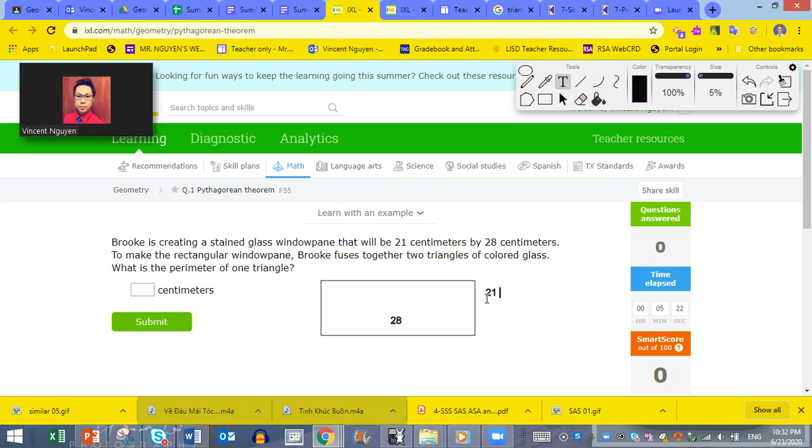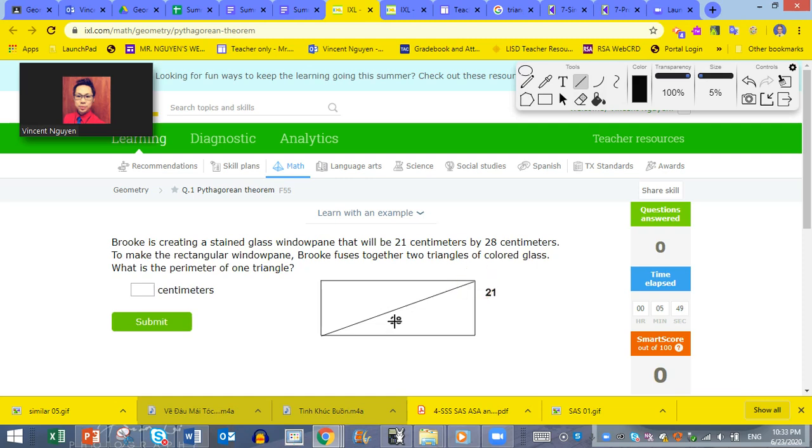It says to make the rectangular window pane, Brooke fuses together two triangles of colored glass. What is the perimeter of one triangle? To make a triangle, we're going to have to draw a line from one corner to the next corner, right? So that's the corner right there.